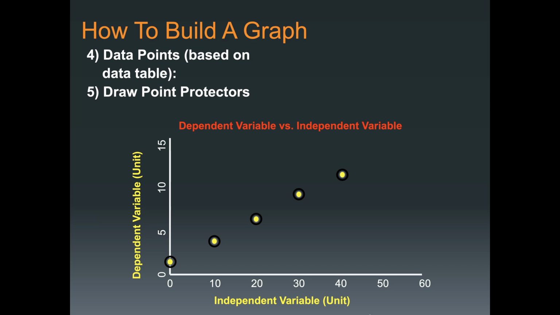Also, sometimes you may graph more than one thing on the same graph. You can use circle point protectors for one of your lines, or triangle point protectors for a second line, or square point protectors for a third line. Of course, if you were graphing in color, you could just use different colors, but you would still want point protectors so that the line doesn't accidentally obscure your data point.